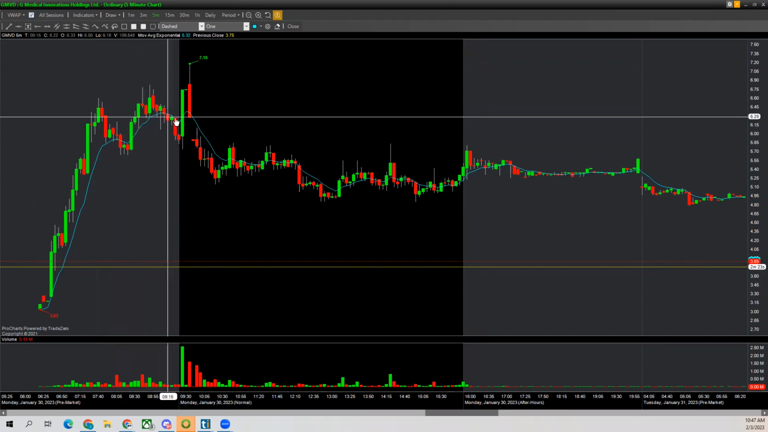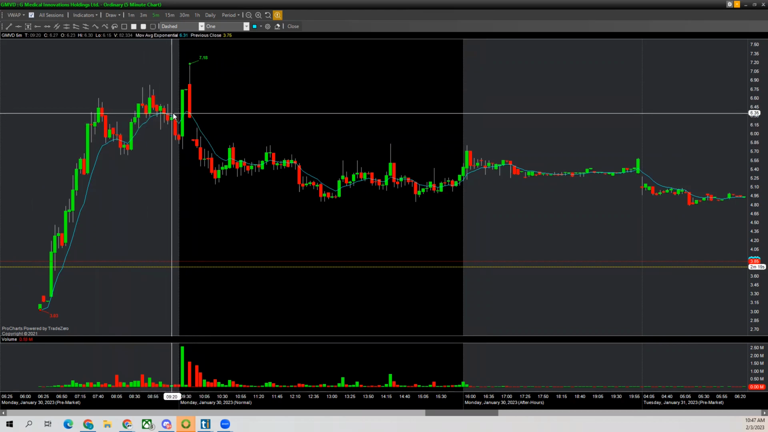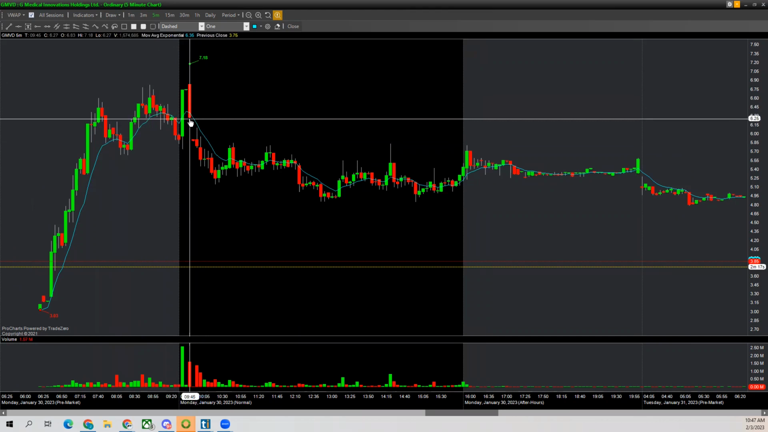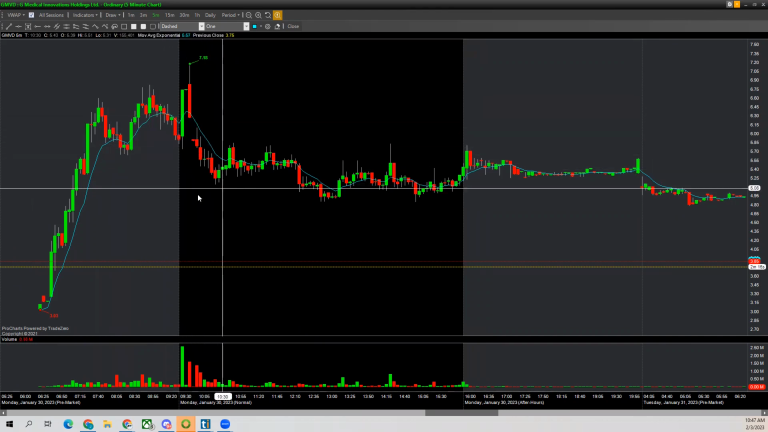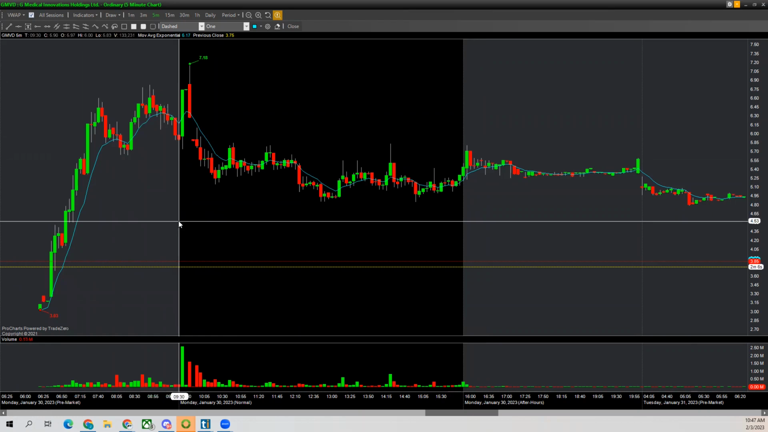But you can often see if it closes below this 9 EMA, it's a very bearish indication, especially right here as it got halted going down, resumed lower, traded much lower. Is there any other examples I can show you? I have hundreds of examples. I'm just trying to think of one that we've traded recently.